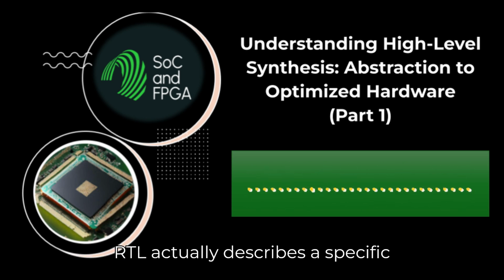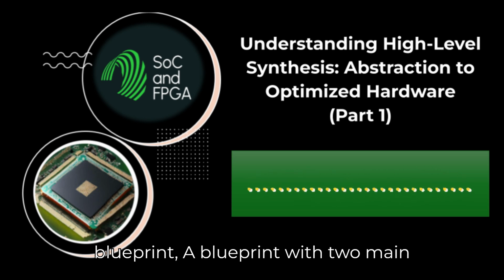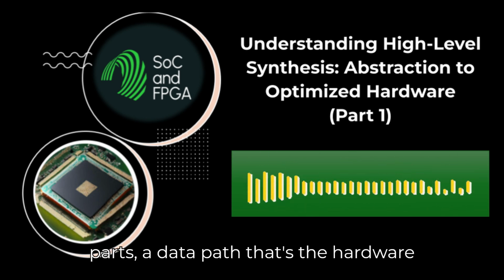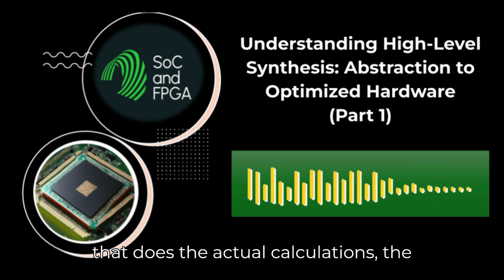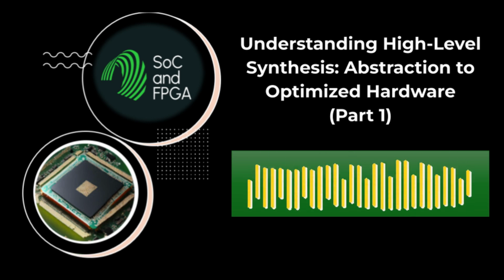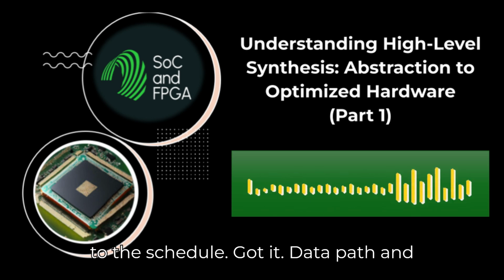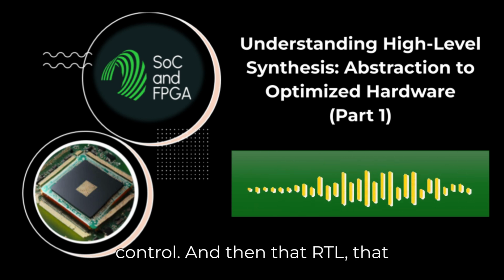This RTL actually describes a specific microarchitecture. Okay, so it's building a blueprint. A blueprint with two main parts. A data path, that's the hardware that does the actual calculations, the adders, multipliers, memory. The workhorse. And a control unit, usually a finite state machine, or FSM, that's the brain, sequencing all the operations according to the schedule. Got it. Data path and control.